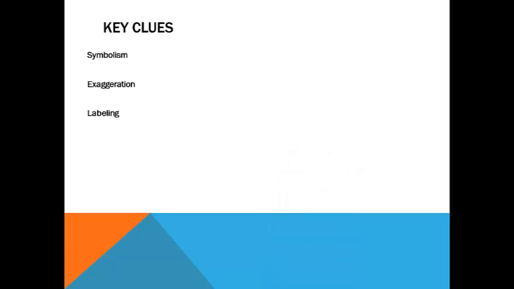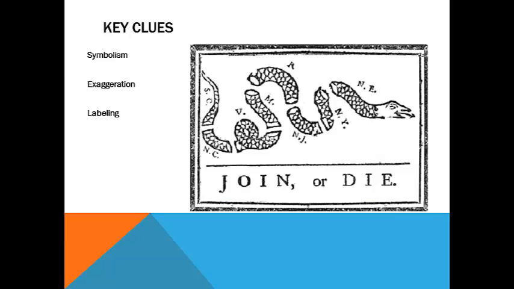Cartoonists often use labeling as well to show clearly what objects or people will stand for. Watch for various labels that appear in a cartoon and ask yourself why the cartoonist chose the labels for that particular person or object. Does the label make the meaning of the object more clear?